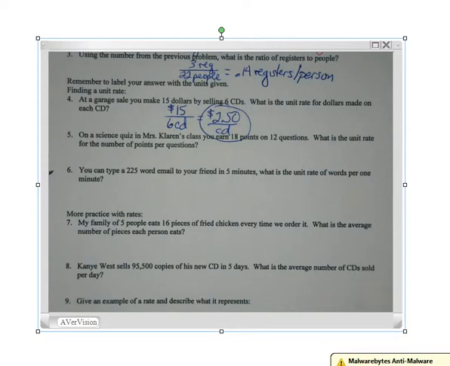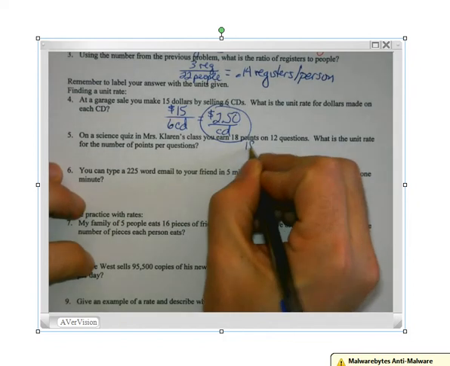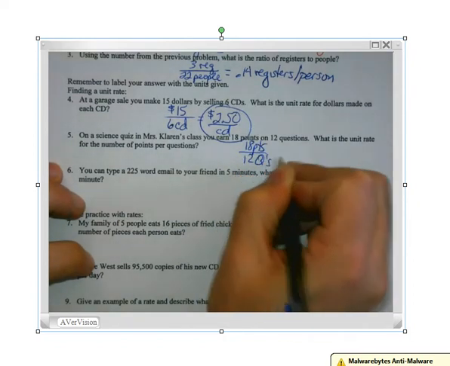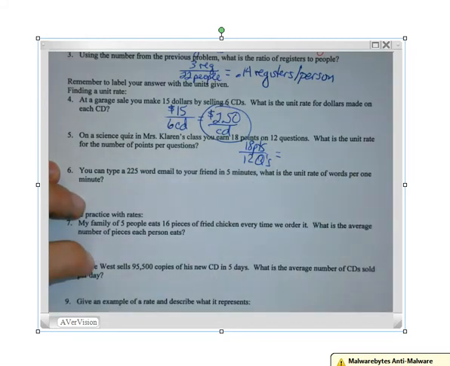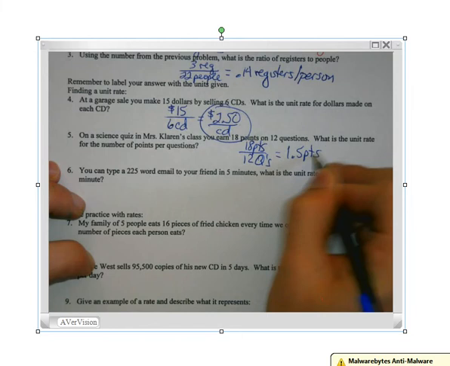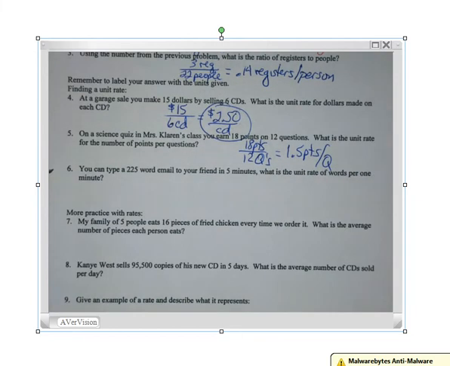So, on our science quiz, we can get 18 points on 12 questions. How many points can I earn per question? What do I have to do? Divide what? Okay. So 18 divided by 12. What do we get? 1.5. Points per question.